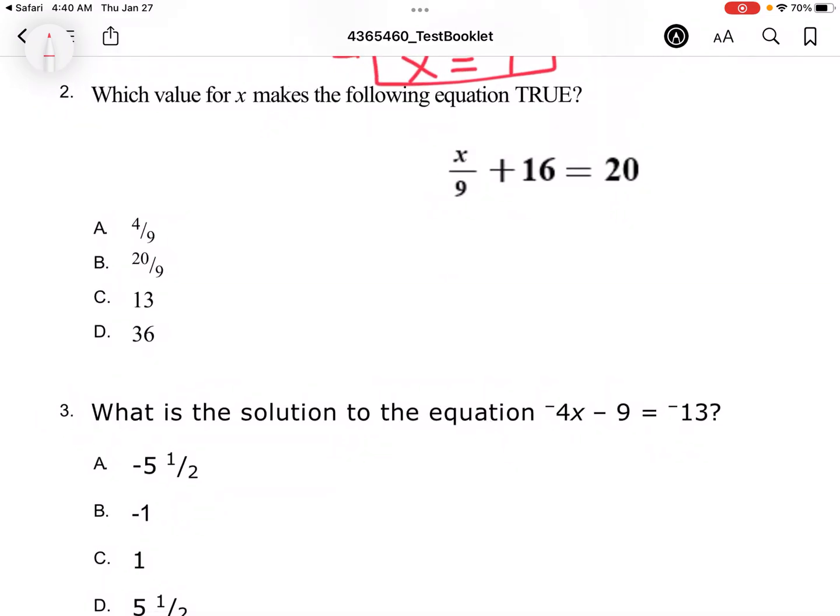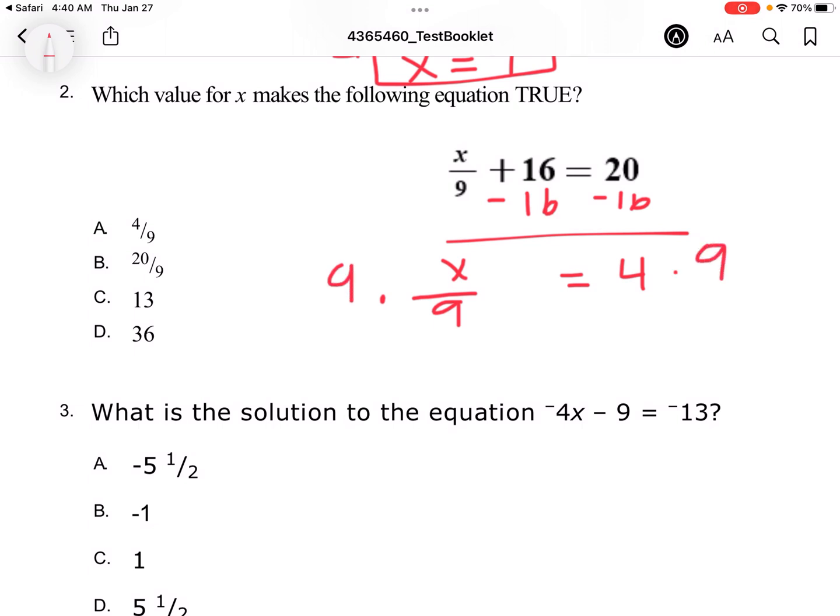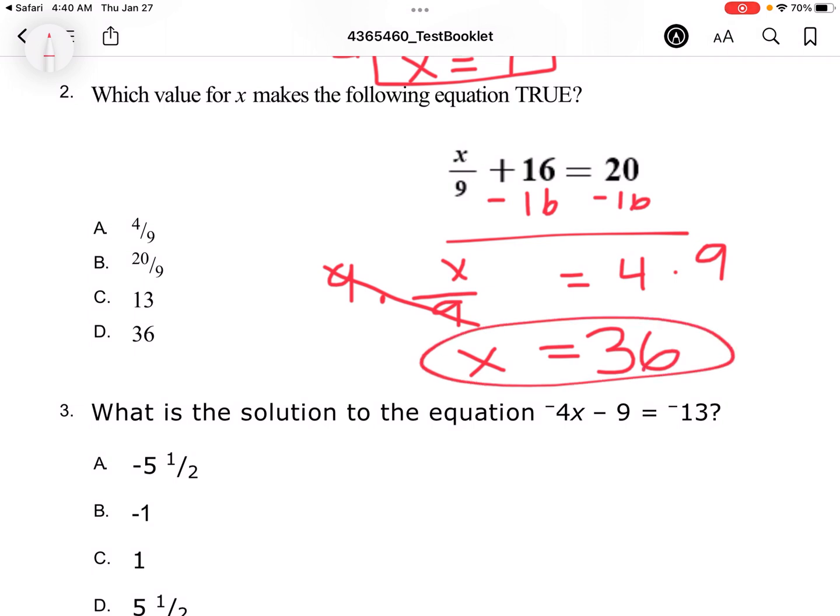Which value of x makes the following equation true? So I'm going to start by subtracting off my constant. So I end up with x divided by 9 equals 4. From there, I'm going to multiply by 9 on each side of my equation. 9 divided by 9 leaves me with x. 4 times 9 is 36.